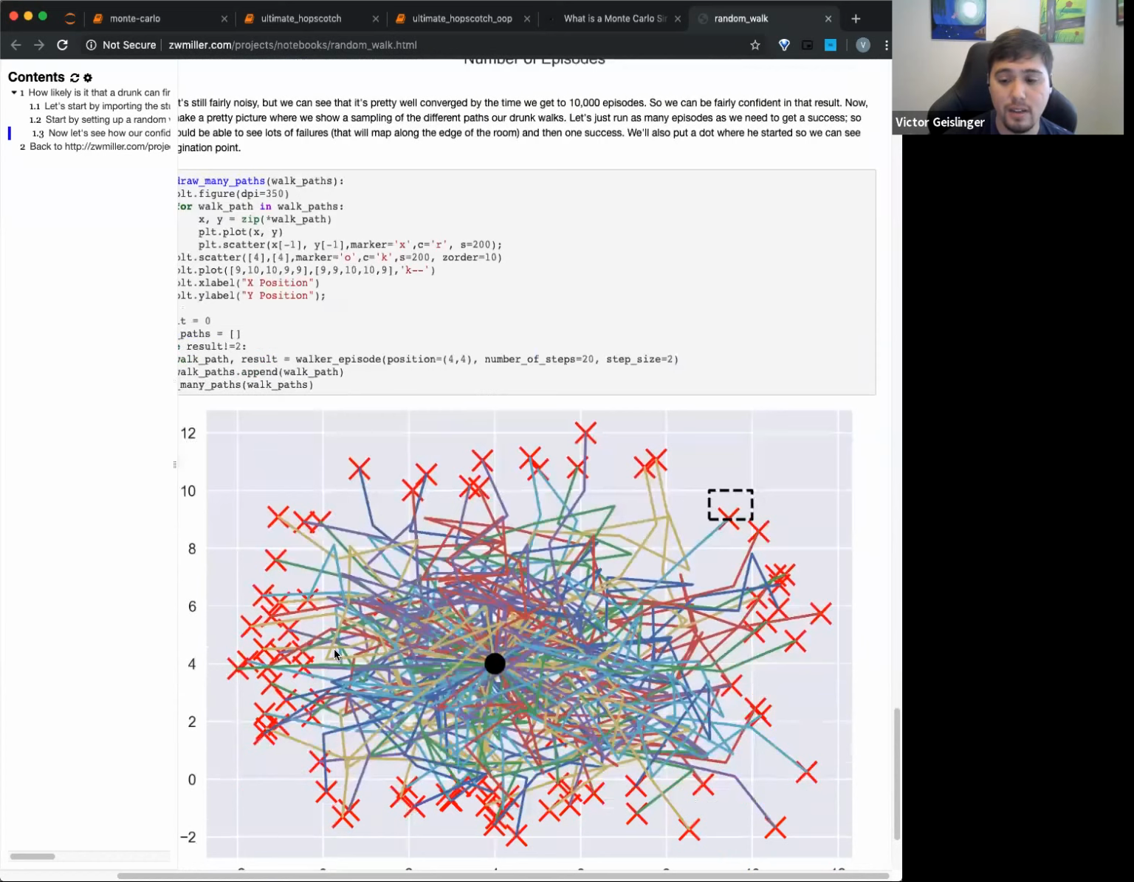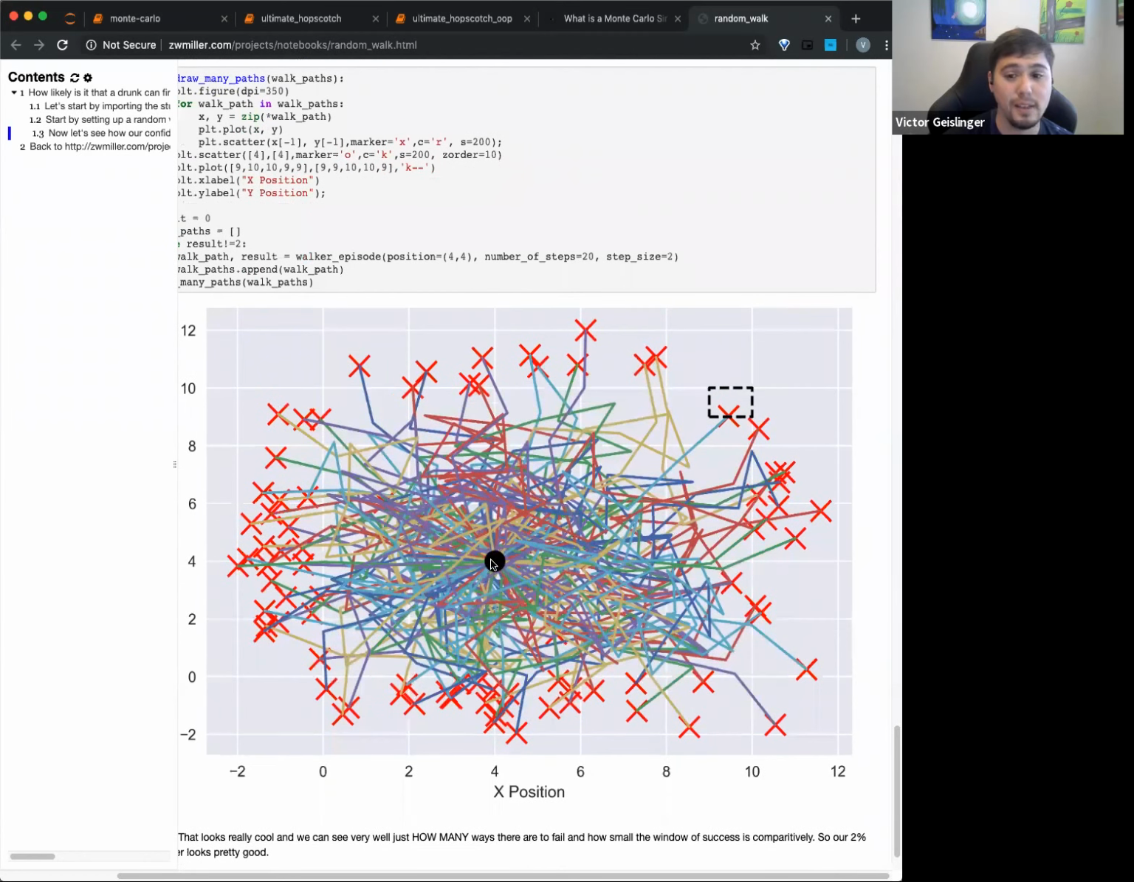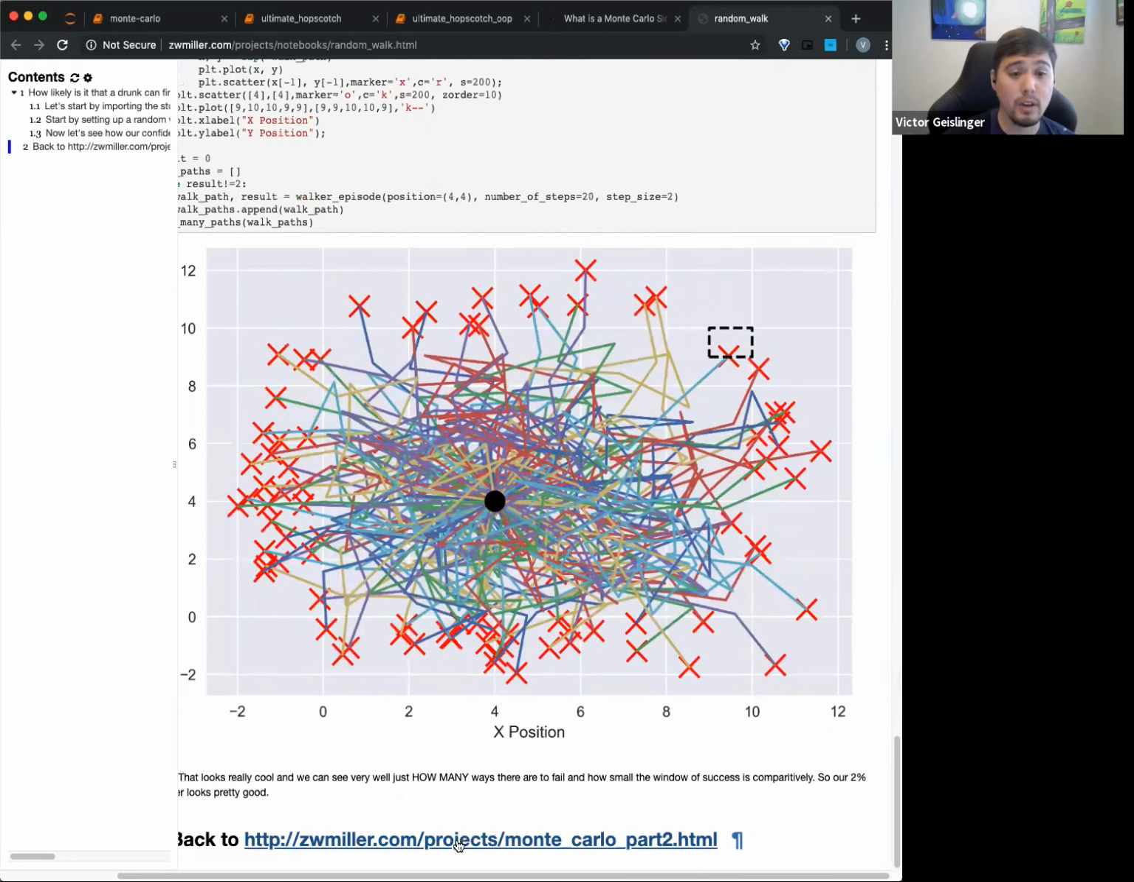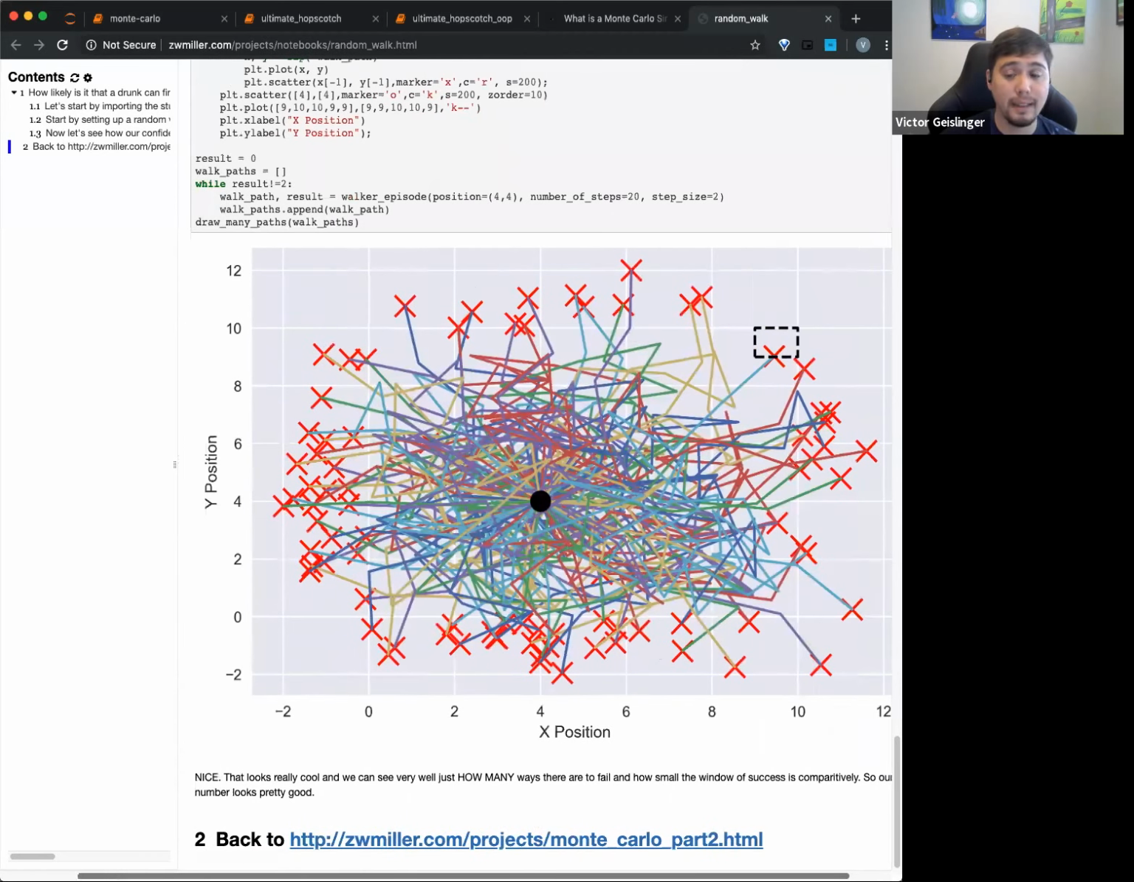You can see here there are many paths where he starts from this point and where he lands. All these X's are the points where he didn't quite make it to this bathroom right here. So you can see basically 1 out of maybe 50 would actually get in here. This is where you can solve interesting problems that don't really have a closed form, and you can do this.